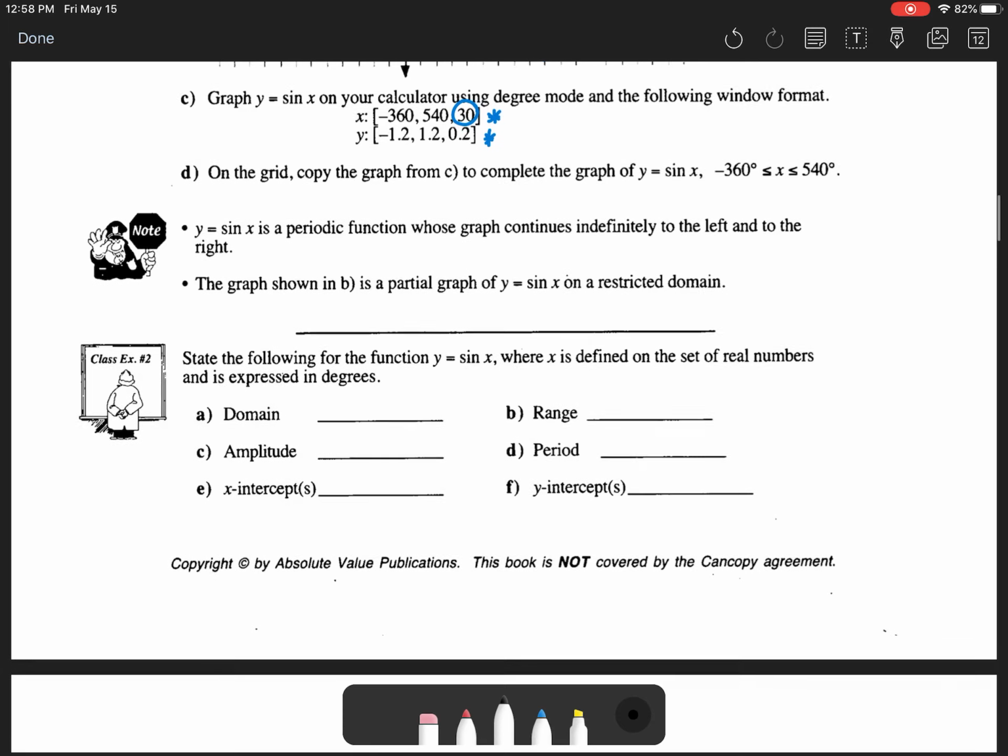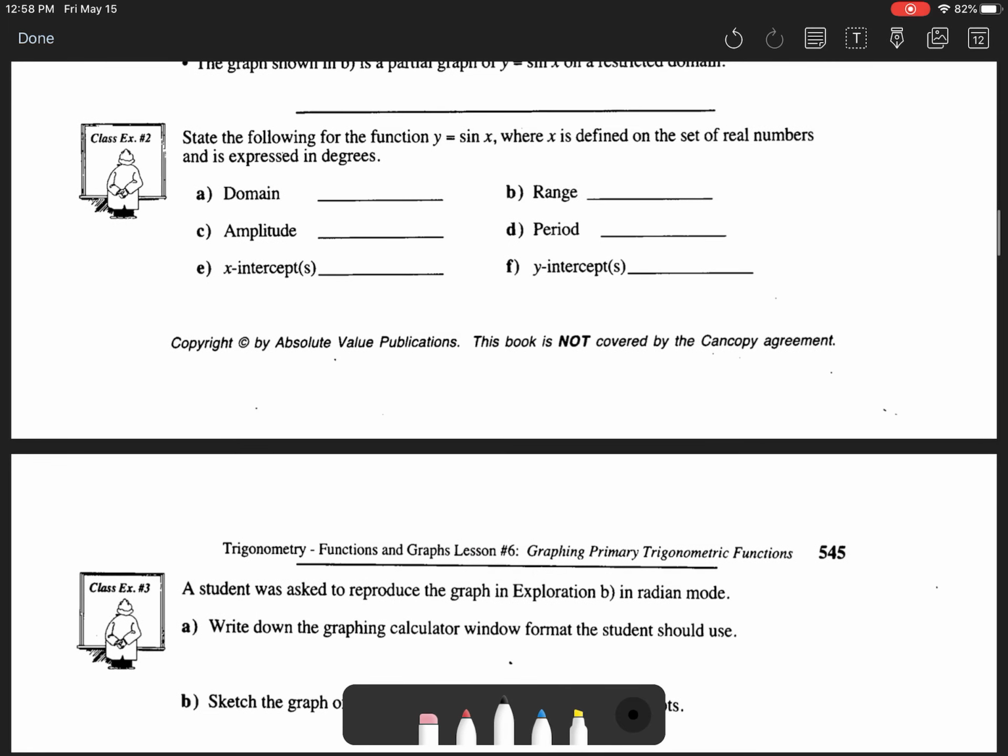Okay, and that's what we're going to talk about below here. So state the following for sine of x, where x is defined on the set of real numbers. Okay, like so. That's what they mean by defined on a set of real numbers. So the domain, well, there's the answer to my domain. X is an element of the real numbers. Now the range, sine and cosine never go any higher or lower than 1 or negative 1. So my y values, therefore, are always going to be between negative 1 and 1.